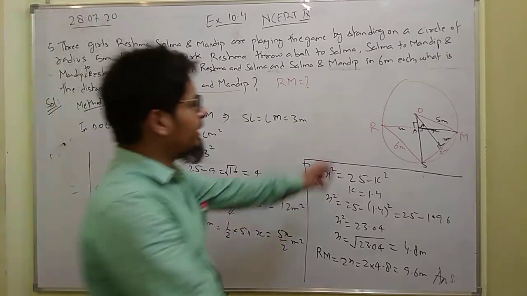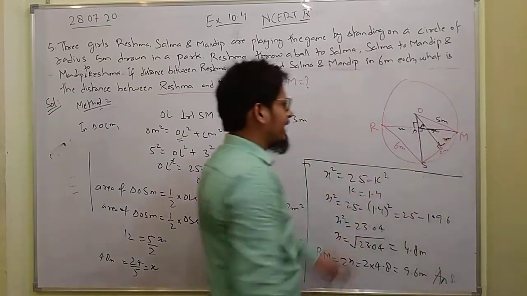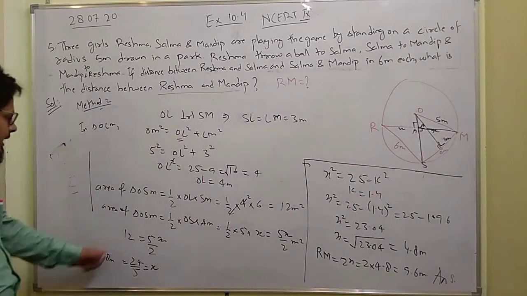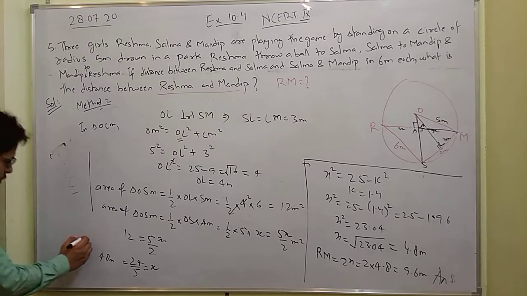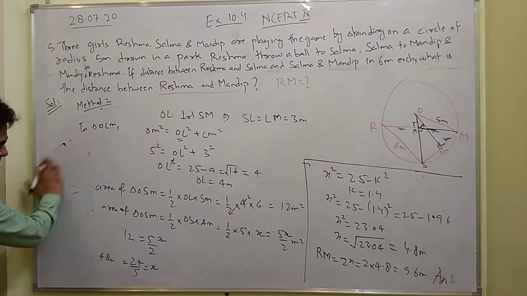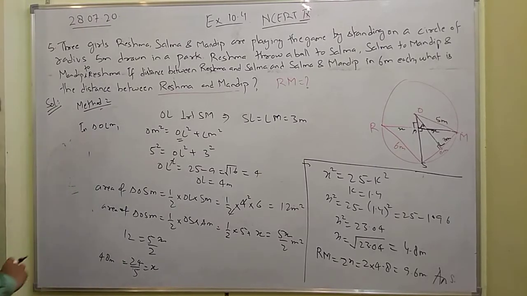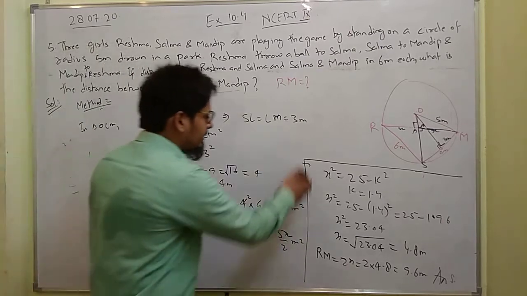And now we have to find RM. RM is twice x. Okay. So after this line, you do from here. I am erasing this part.